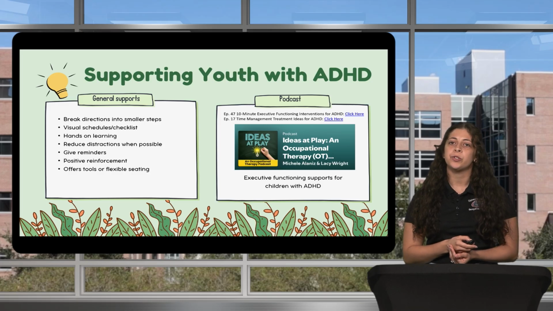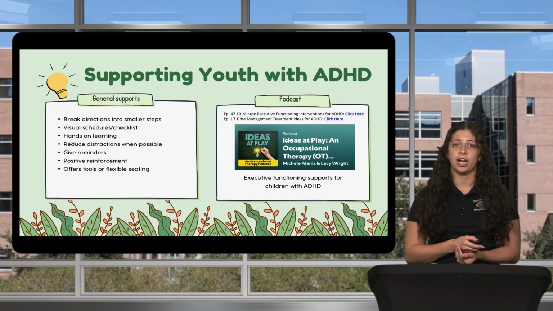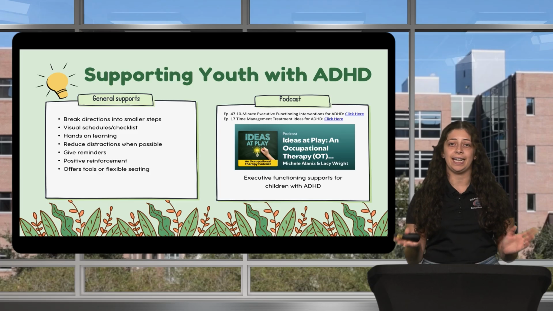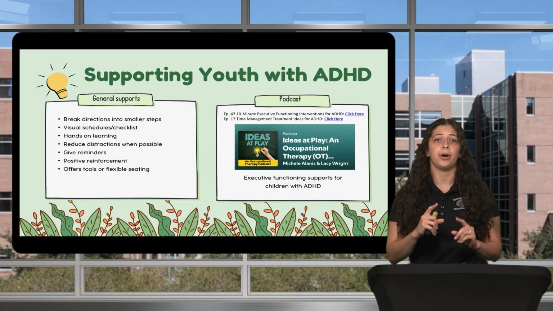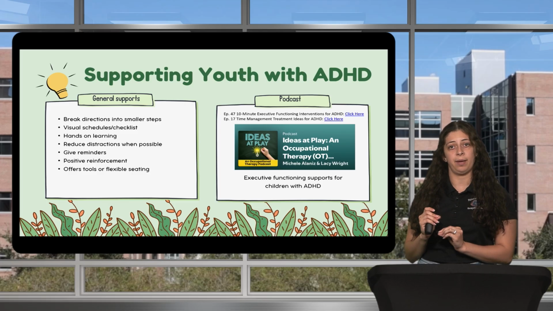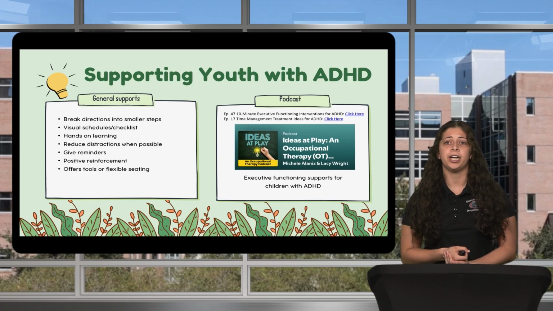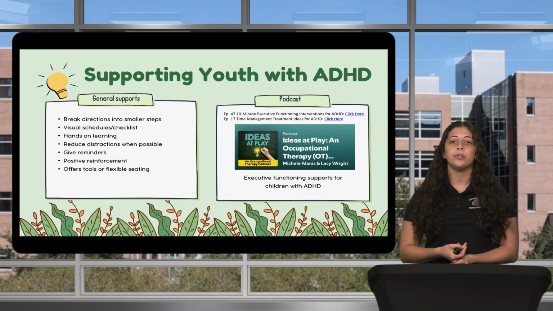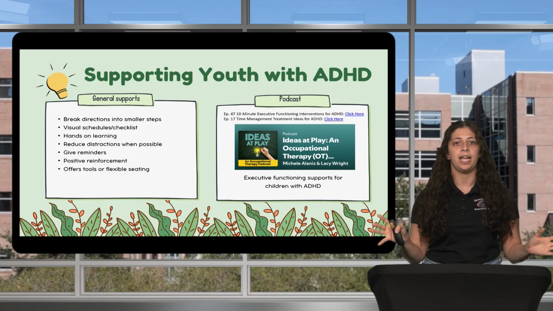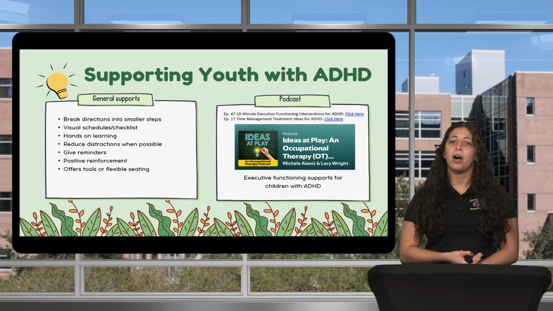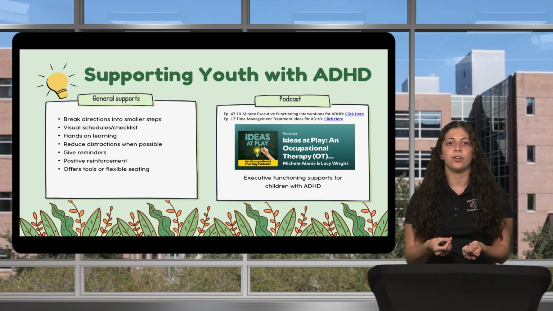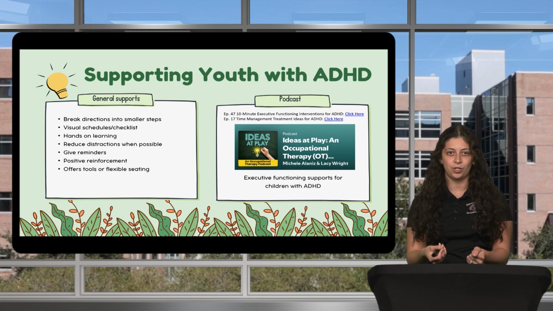When supporting students with ADHD, there are several strategies that can help improve participation in activities. These include breaking directions into smaller steps, using visual schedules or checklists, incorporating hands-on learning, reducing distractions when possible, and providing reminders and positive reinforcement. Flexible seating or fidget toys can also help support focus and engagement.